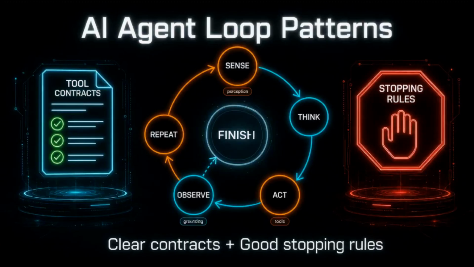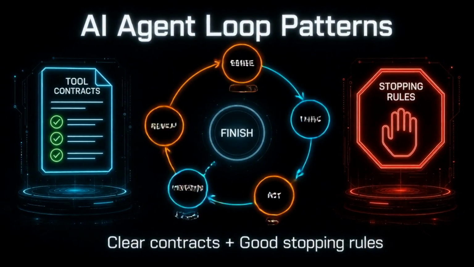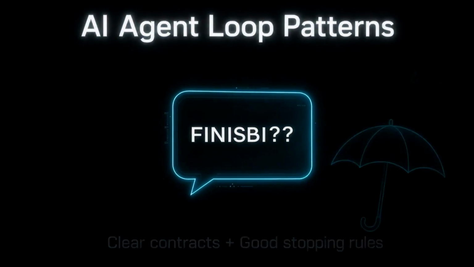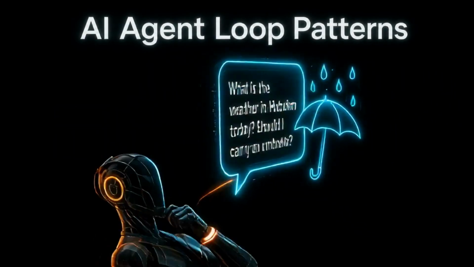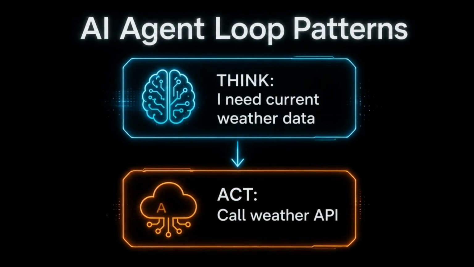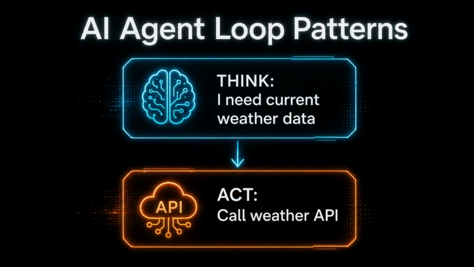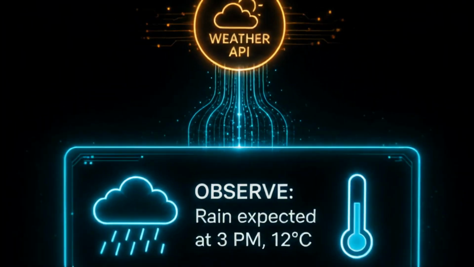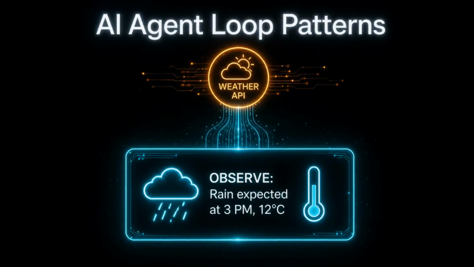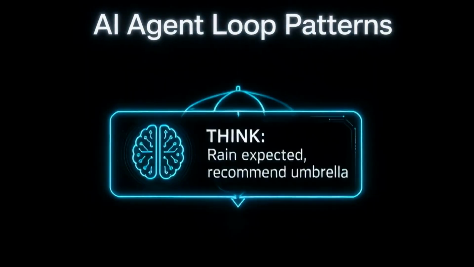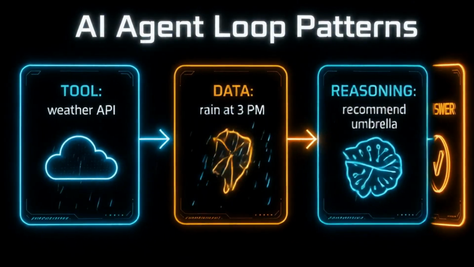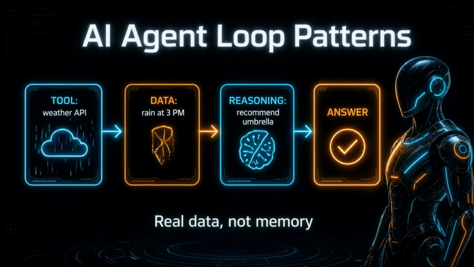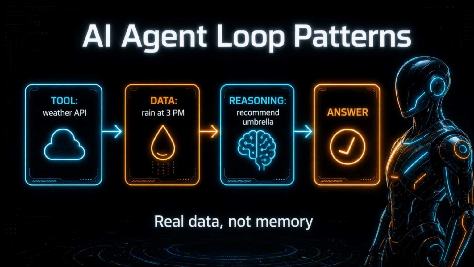Example: what is the weather in Hoboken today, and should I carry an umbrella? Think: I need current weather data. Act: call weather API. Observe: rain expected at 3 p.m., 12 degrees Celsius. Think: since rain is expected, recommend umbrella. Result: yes, carry an umbrella today. The model did not guess the weather from memory. It used a tool, received real data, then reasoned on top of it.